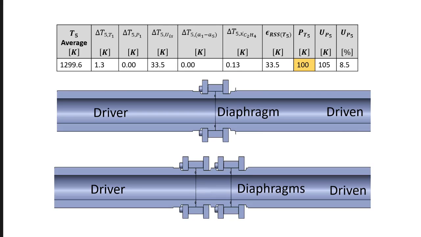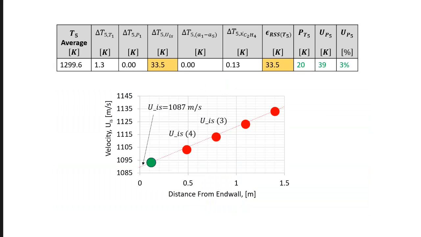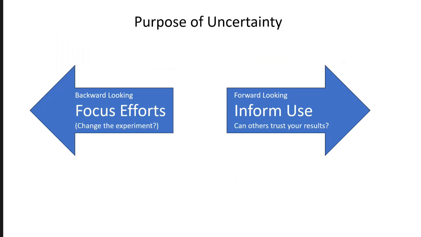We did that by moving to something called double diaphragm operation, which gives us more direct control over the shock strength and therefore tighter control of T5. With our precision reduced, our primary driver became uncertainty in the incident shock velocity, which we should be able to reduce by adding a 5th measurement closer to our end wall. Stay tuned for those results.